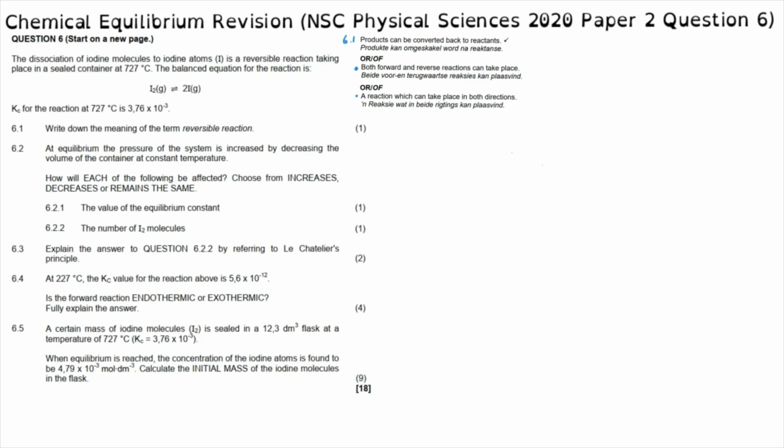And 6.2.1, the value of the equilibrium constant, where immediately we know that the only change that affects our equilibrium constant, Kc, is a temperature change. So what they have done here is decrease the volume and therefore increase the pressure, but importantly, that has happened at a constant temperature, and therefore our equilibrium constant, Kc, will remain unchanged.